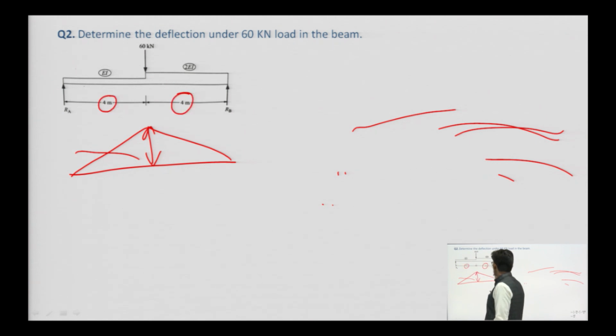Okay. WAB by L means WL by 4. So, 60 into L is 8 by 4. So it is 120. So, 60 into AB, 4 into 4 divided by 8. It is 120.